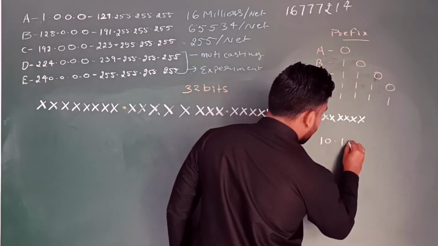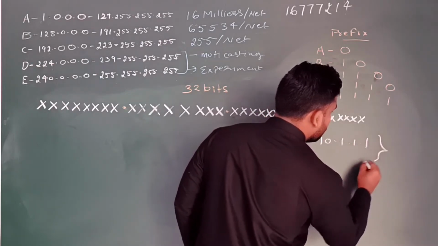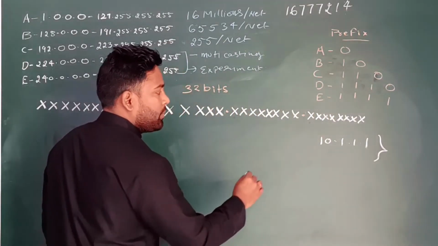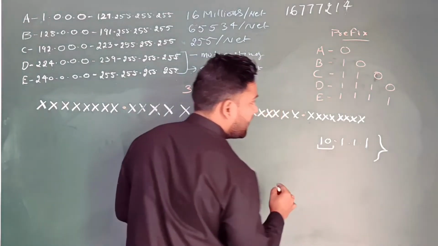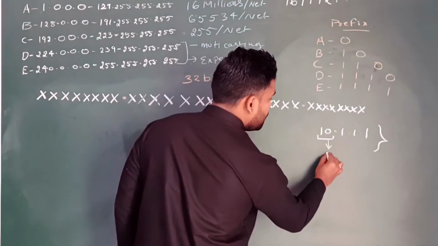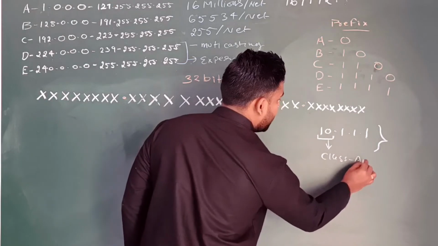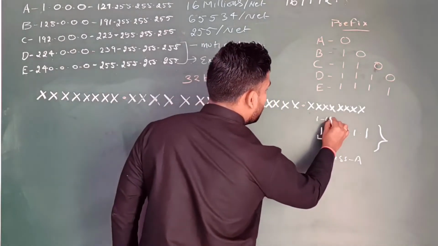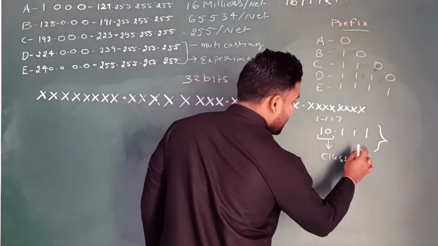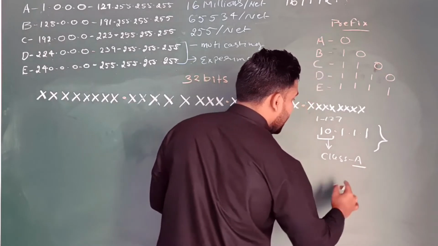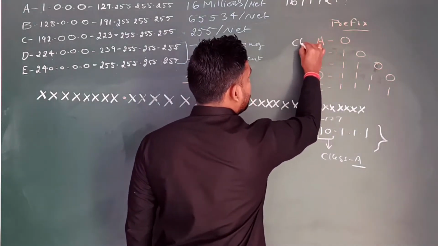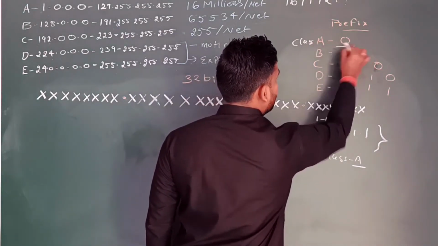Let's say this is an IP address for which you need to calculate the network ID and the host ID. First of all, you need to find out the class type. That IP address belongs to class A, because it falls under 1 to 127, as you can see in the picture. Then we see the prefix. The prefix of class A is 0.